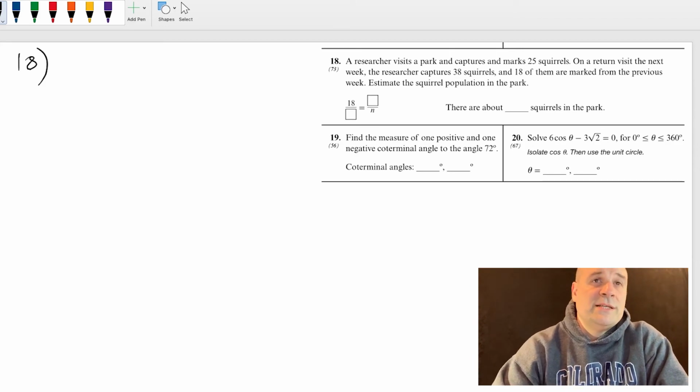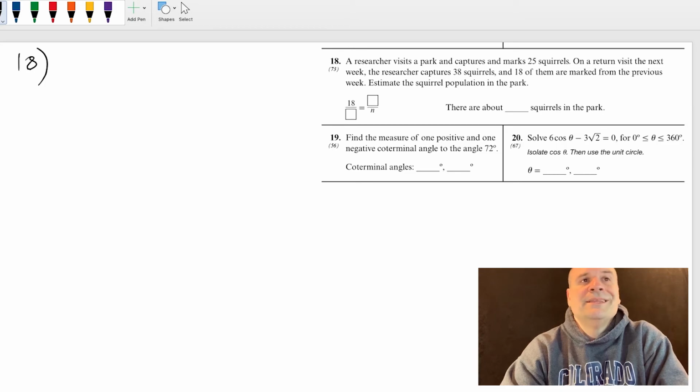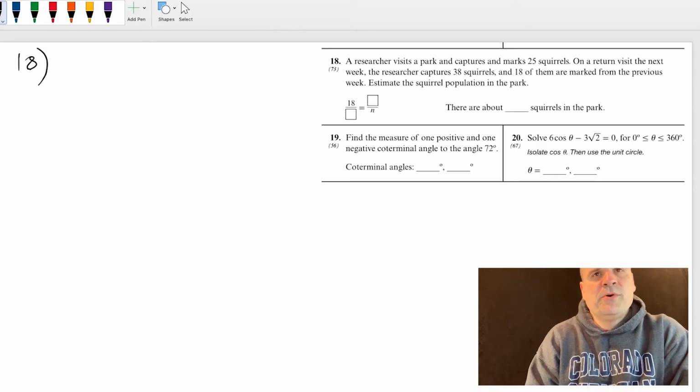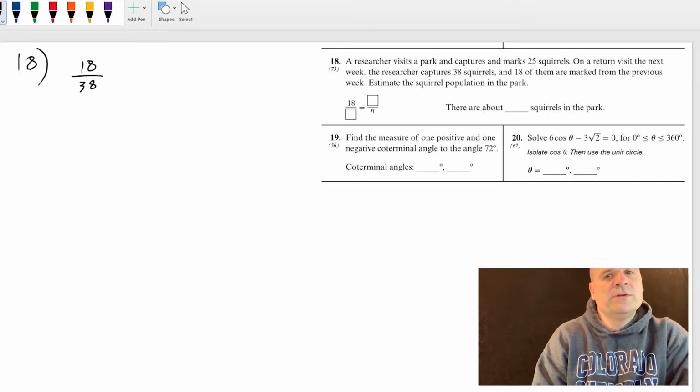A researcher visits a park and captures and marks 25 squirrels. Brutal. On a return visit the next week, the researcher captures 38 squirrels, and 18 of them are marked from the previous week. Estimate the squirrel population in the park. What? So we're just going to set up a proportion. So 18 out of the 38 squirrels are marked, okay? So that means 25 out of the total population should technically be marked, right?